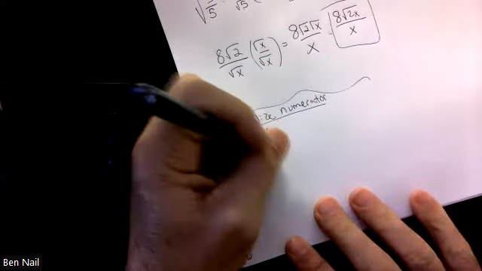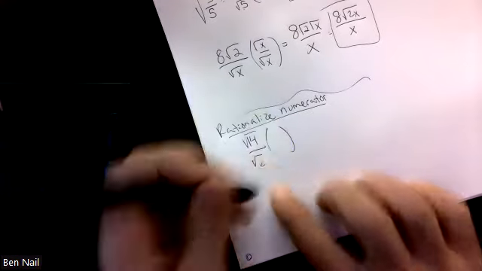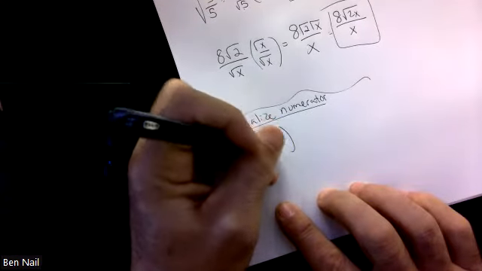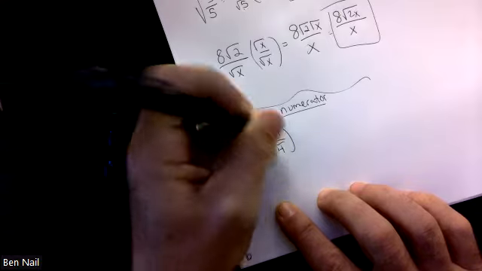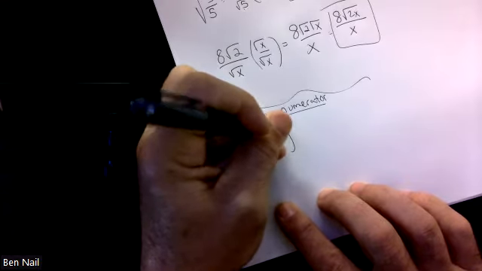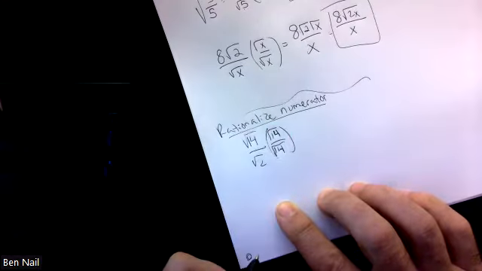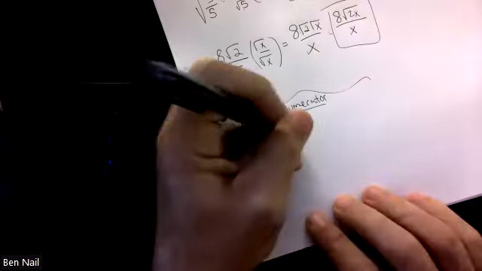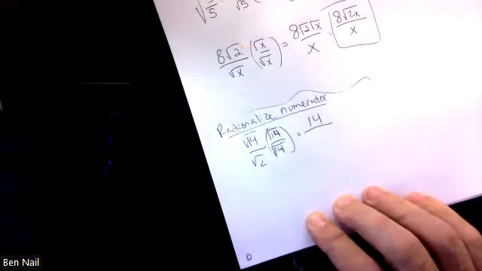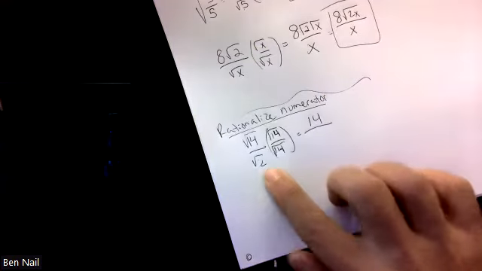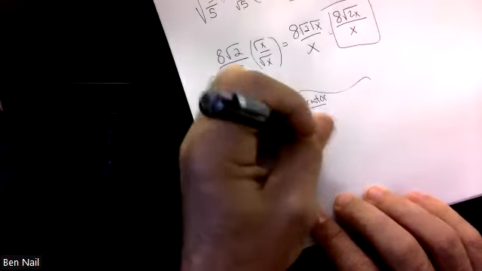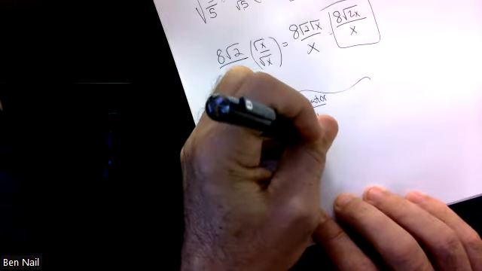So it's the same game. We just want to change the numerator. We want to get rid of the radicals on the top. So we're going to multiply by the square root of 14. Square root of 14 times square root of 14 is just 14, no longer a radical. Square root of 2 times the square root of 14 is the square root of 28.